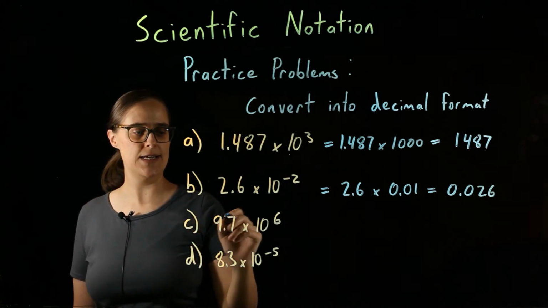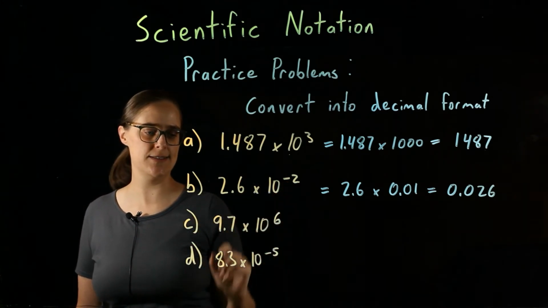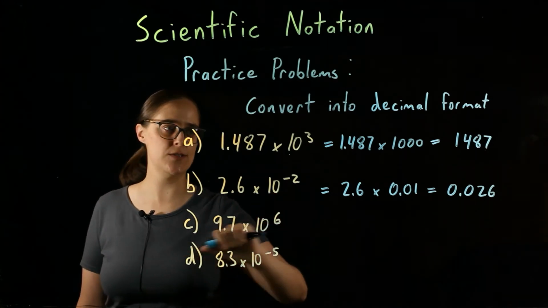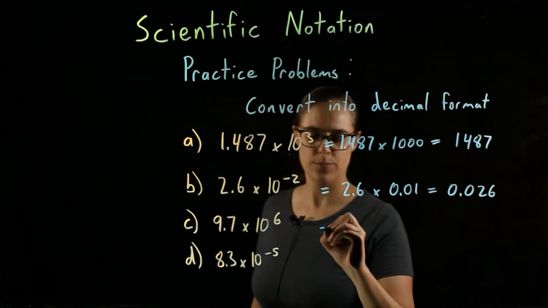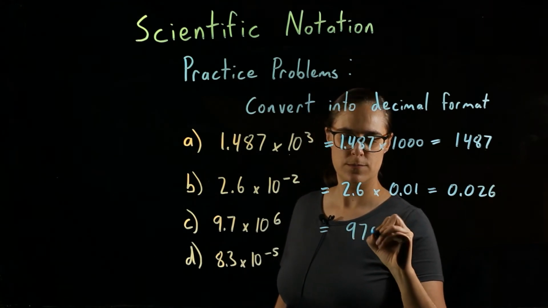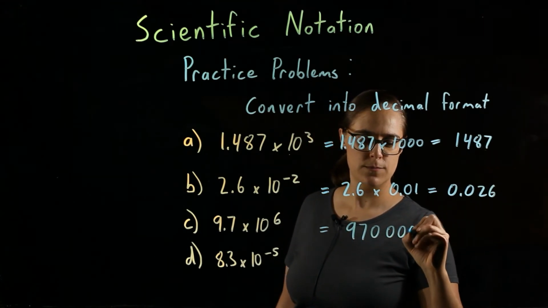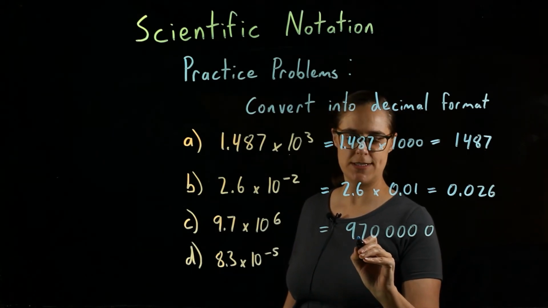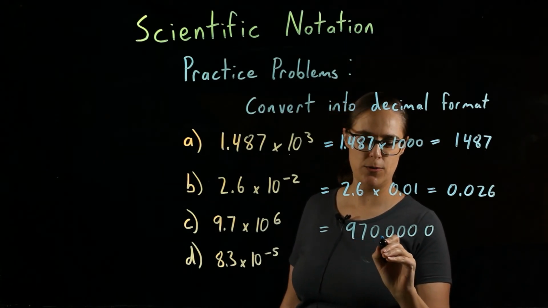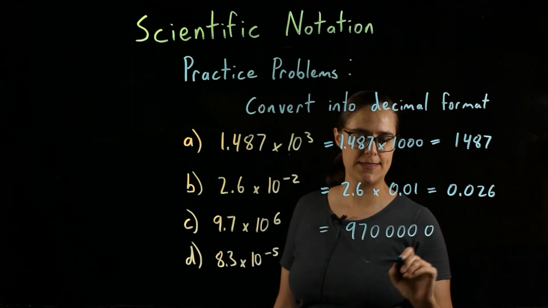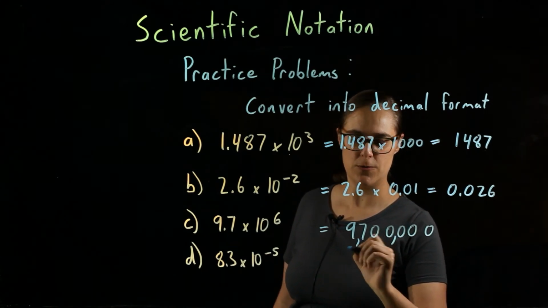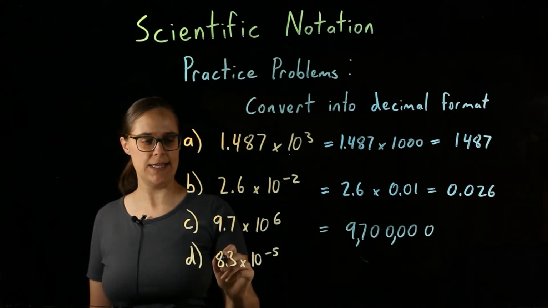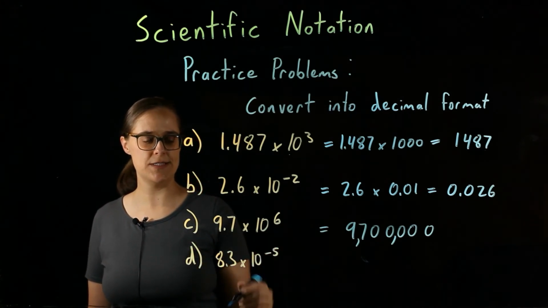Problem C, 9.7 times 10 to the 6th. We are going to need to move the decimal point 6 places to the right. So it was after the 9, and we moved it 6 places to the right. 1, 2, 3, 4, 5, 6. So 9,700,000. Problem D, 8.3 times 10 to the minus 5th.